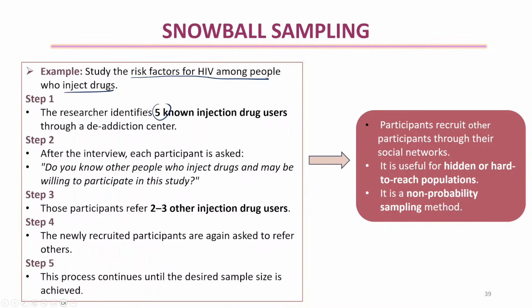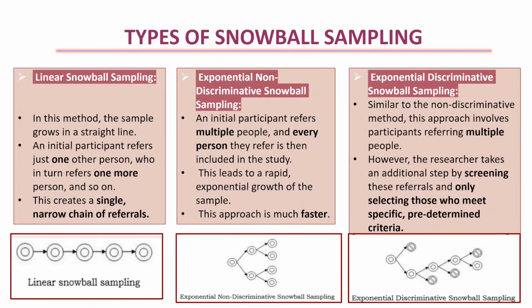Notice that the researcher is not directly finding every participant. Instead, participants themselves recruit other participants, and this chain referral process is the hallmark of snowball sampling. So, there are 3 common types of snowball sampling. First is linear snowball sampling. Here, one participant refers only one more person, and the sample grows like a straight line. So, this is linear snowball sampling.